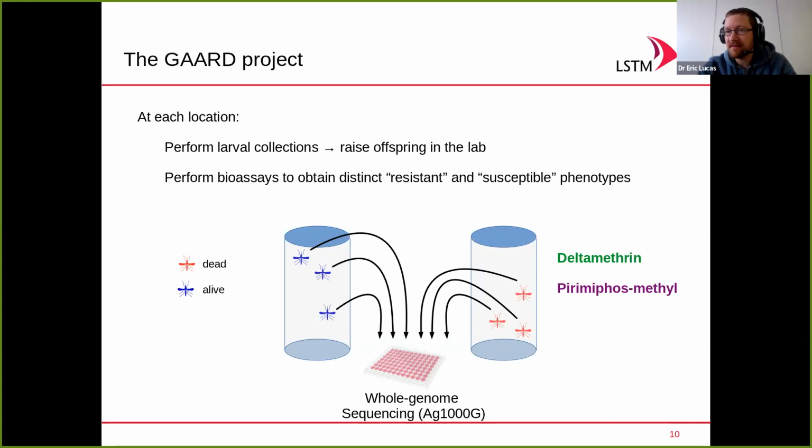We did this with two insecticides, deltamethrin on the one hand, because it's a common constituent of bed nets, and pirimiphos-methyl, which has recently started to be used for indoor residual spraying as a non-pyrethroid, and for which we don't yet know all that much about the genetics of resistance.